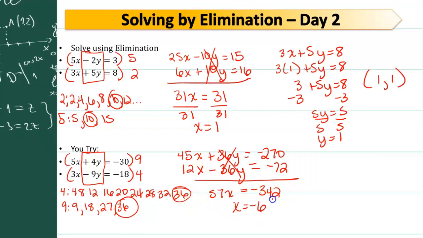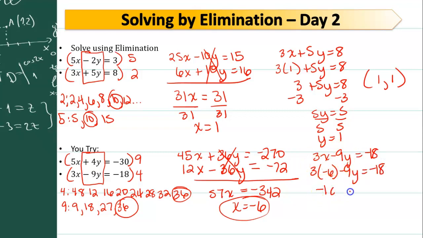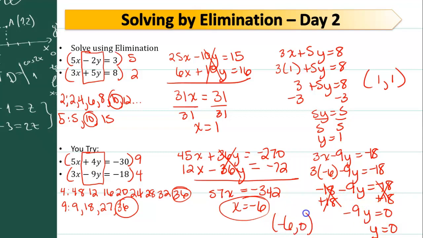So the numbers looked crazy, but our answer ended up just fine. X equals negative 6. So we go back to either one of these equations. I'm going to go with the bottom one. So we have 3. We're going to substitute negative 6 for x. 3 times negative 6 becomes negative 18. Minus 9y equals negative 18. We're going to add 18. That cancels out, which means y has to be 0. So my solution should be negative 6, 0 for that one.